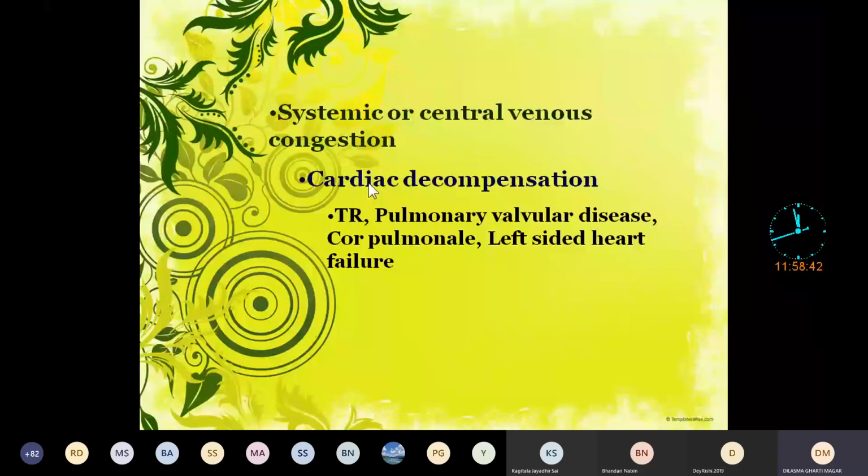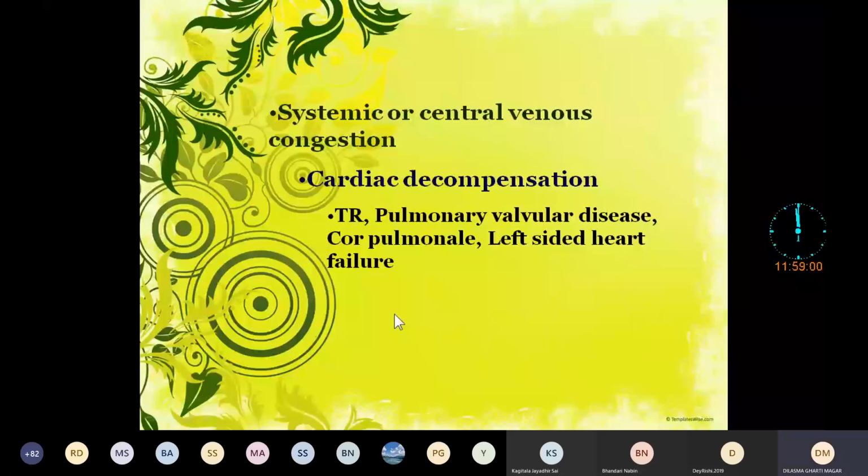So in all these cases, whatever the blood, it goes from the inferior vena cava to the heart, because the heart cannot pump the blood. So it will remain in the liver, and then there will be liver congestion also. And then finally, it will lead to splenic congestion also.